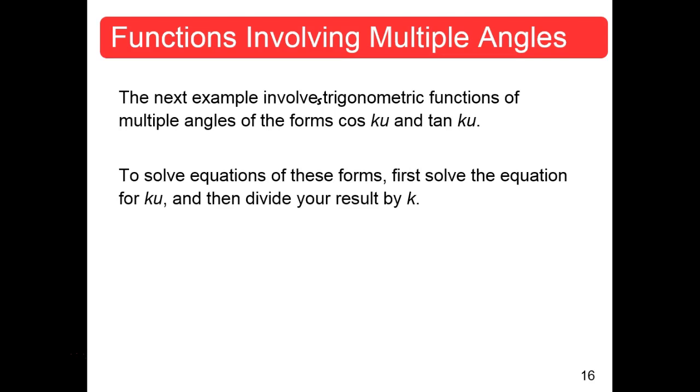To solve equations of these forms, guess what you do? There's yet another step. First, you solve for cosine, or tangent, or sine. Then you solve for KU. Then you solve for U. So, same as before, we had 2 steps. Now it's a Texas 3-step, Tennessee 3-step, something like that. So, you first solve the equation for the trig function, then you solve for KU, and then finally solve for U. And that's pretty simple, just dividing by K.